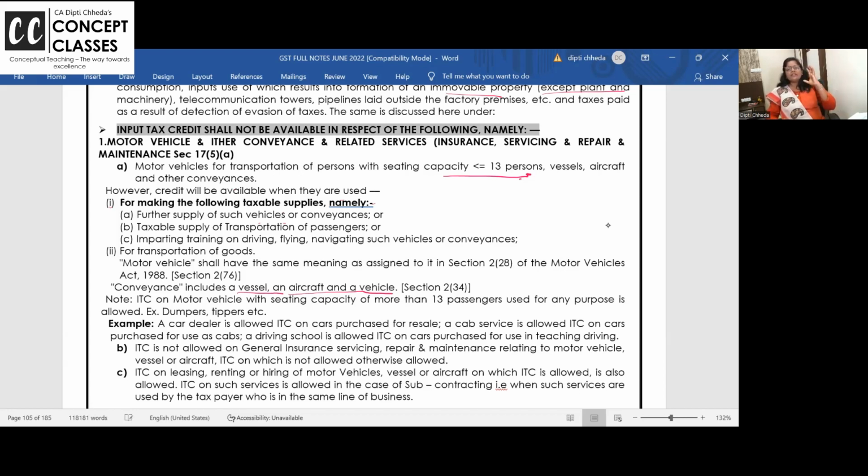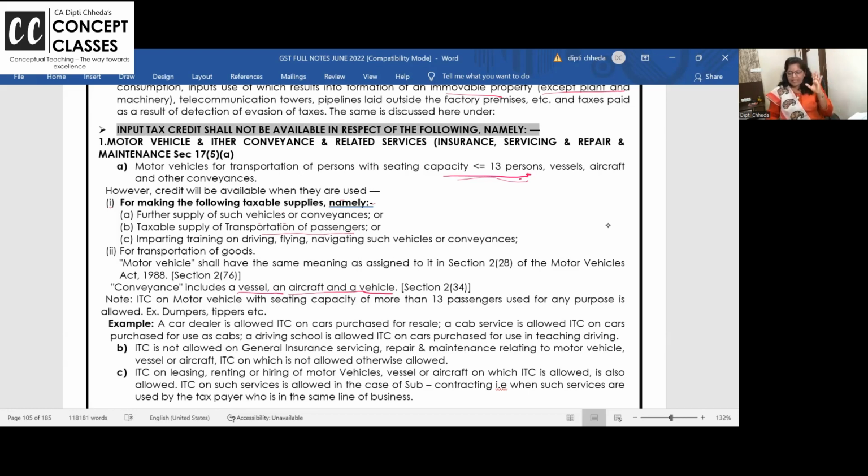You are having 10 cabs and you are giving Ola services in the city. Now on those cabs, you are transporting passengers. Even though the cab capacity is less than 13, you will be allowed that. I hope there is no confusion. I'm giving you 5 examples. Ma'am, इस पे क्या होगा? आप पूछो, I will clear.